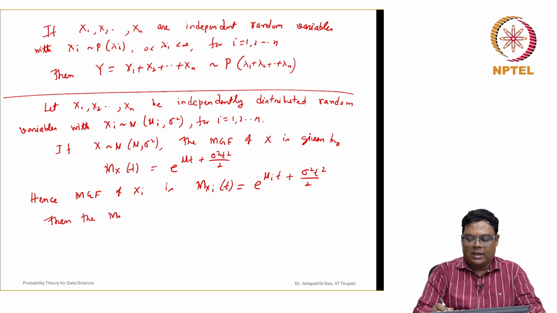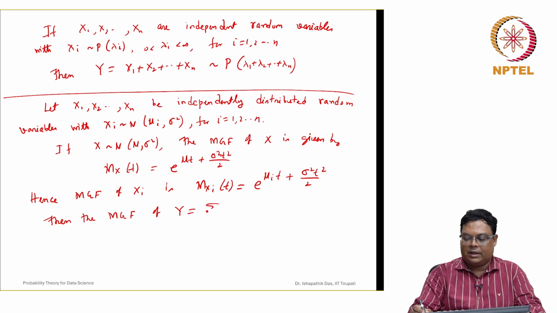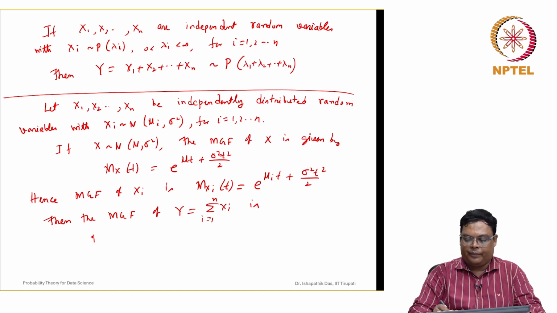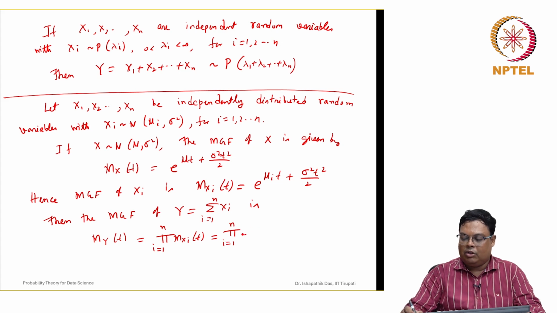the moment generating function of Y, where Y is the summation of Xi, i equal to 1 to n. Because they are independently distributed random variables, we use these previous results. The MGF of Y, given by MY(t), is the product from i equal to 1 to n of MXi(t). So this is nothing but the product from i equal to 1 to n of e to the power of mu i t plus sigma square t square by 2.